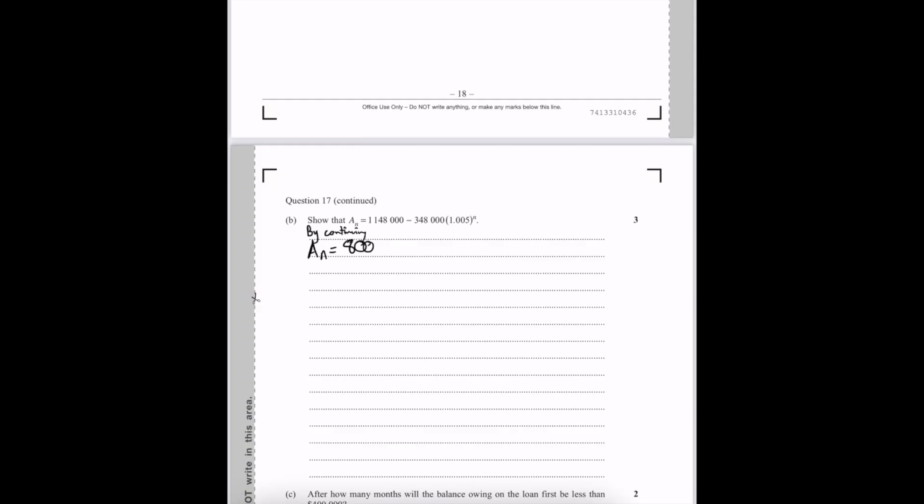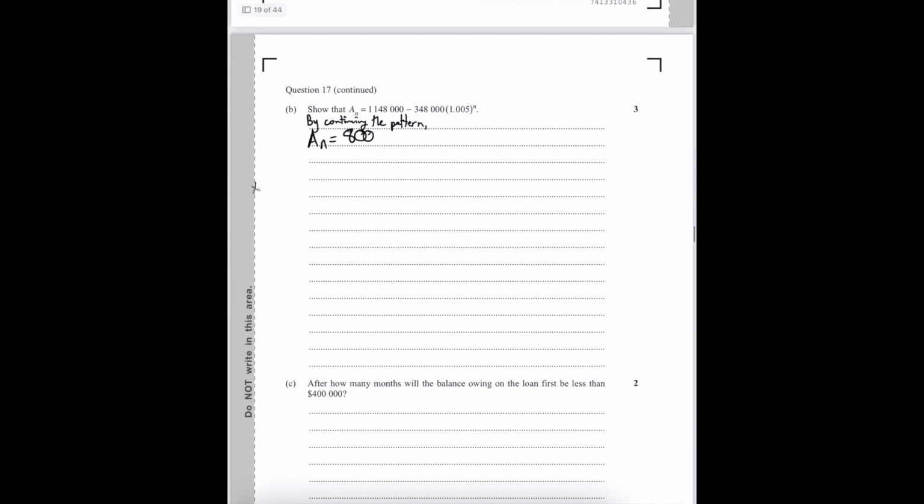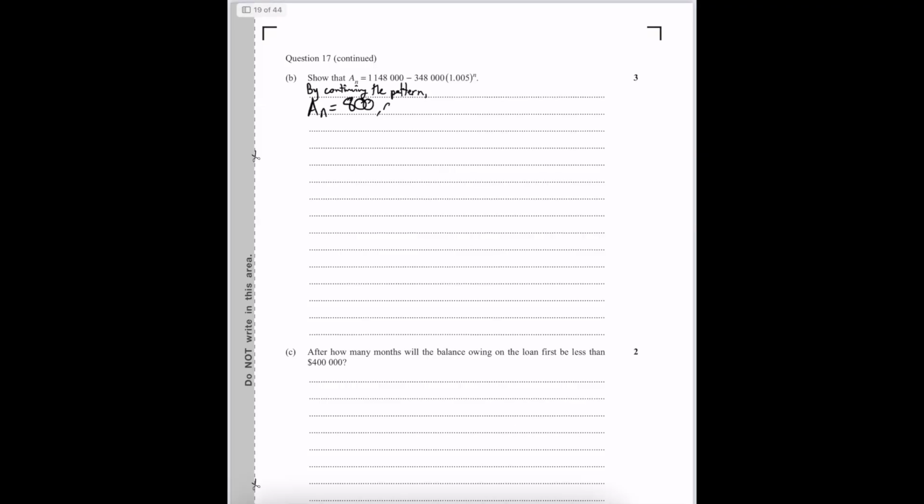So what we can say is, by continuing the pattern, just so that I guess the marker is aware that this is how we're solving this, A_n is equal to 800,000 outside of 1.005 to the power of n minus 5,740 outside of 1.005 to the power of n minus 1 minus 5,740 outside of 1.005 to the power of n minus 2, and then minus, and then essentially we have dot, dot, dot, all the way to a single 5,740.